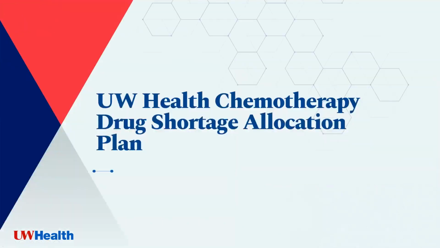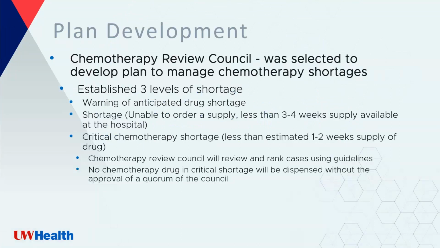So because of these chemotherapy drug shortages for drugs that are used to cure disease, we developed a drug shortage allocation plan. So the plan development, we used the Chemotherapy Review Council, and this was selected to develop a plan to manage chemotherapy shortages. For this particular purpose, when it affects pediatric cancer care, we do pull in pediatric hemonc physicians to sit on the specific chemotherapy shortage panel.